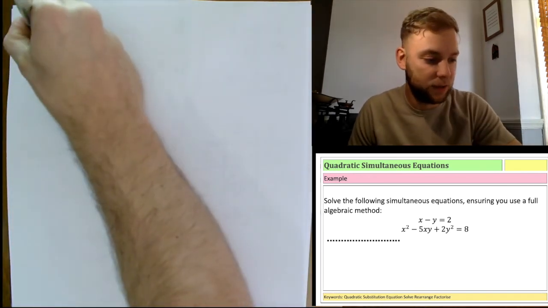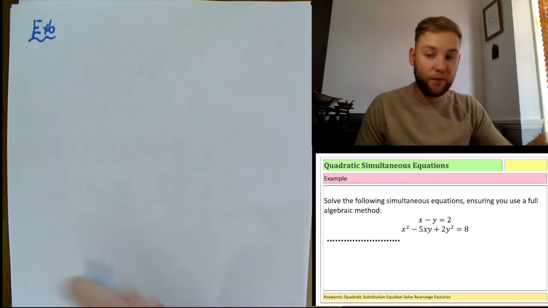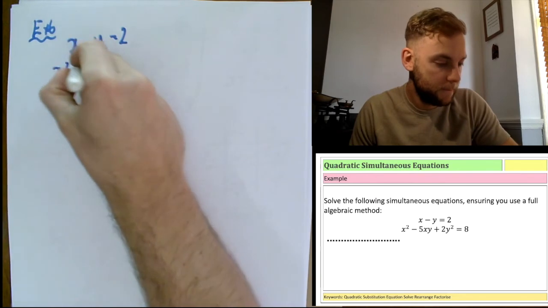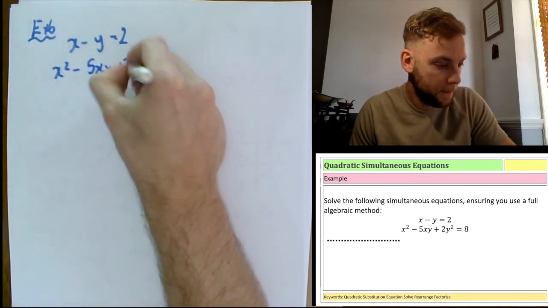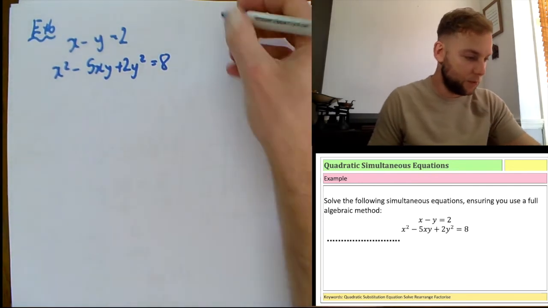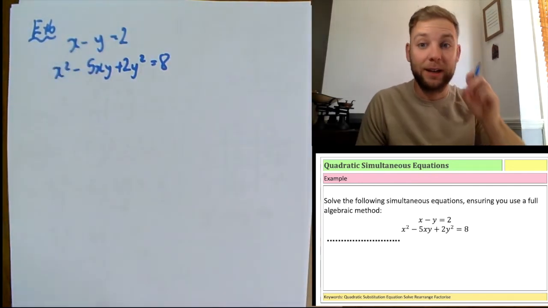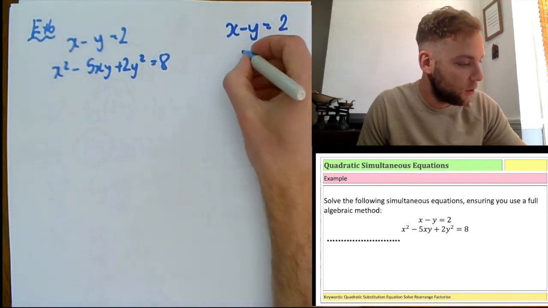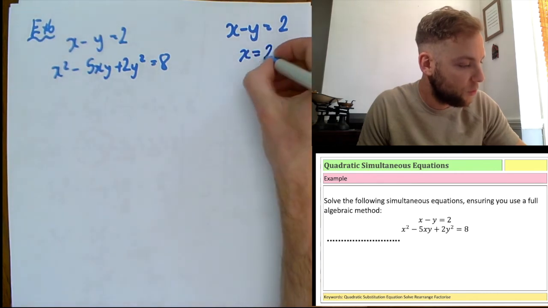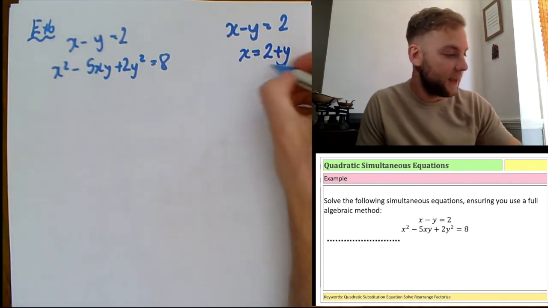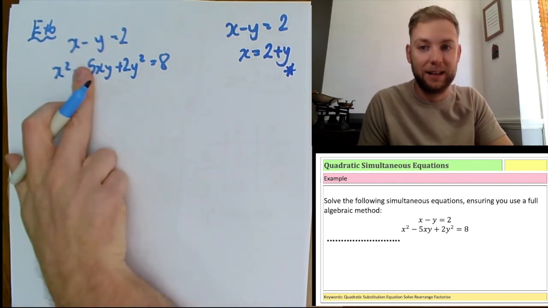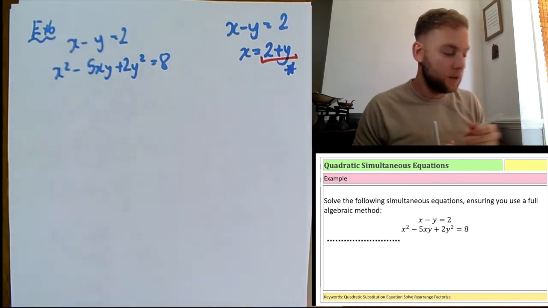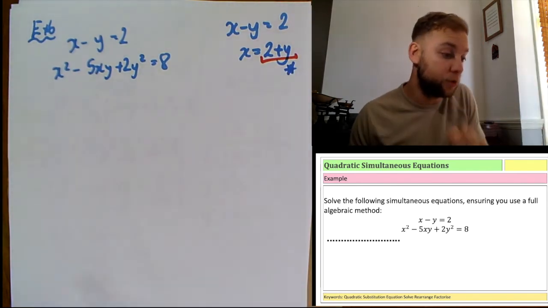Okay, so let's get this down. So example 6. The first thing I'm going to do, like I always have, notice that this isn't equal to x or y, so I need to make it equal to x and y. So x minus y is equal to 2. Take the y over and end up with x is equal to 2 plus y, like so. And this here is what I'm going to be substituting into this. Okay, notice that x is equal to 2 plus y, so I'm substituting that in.